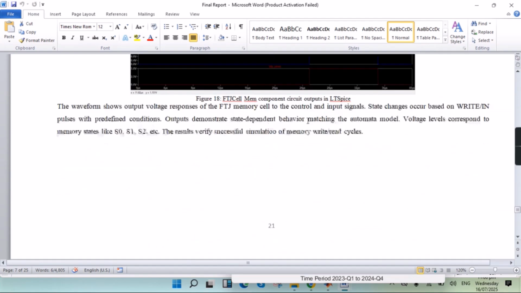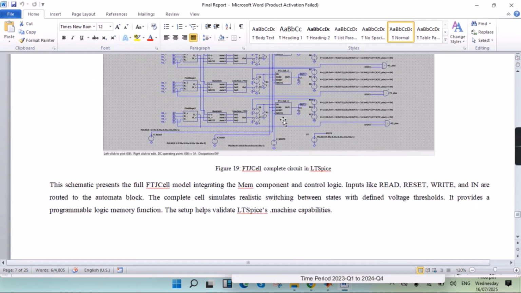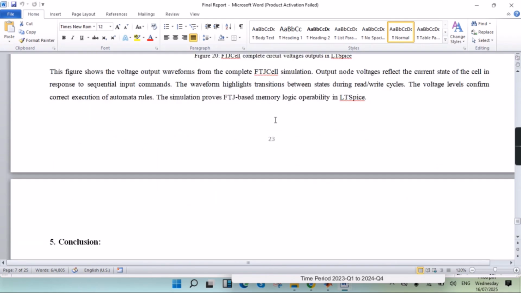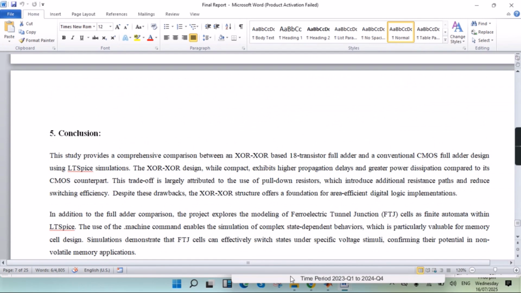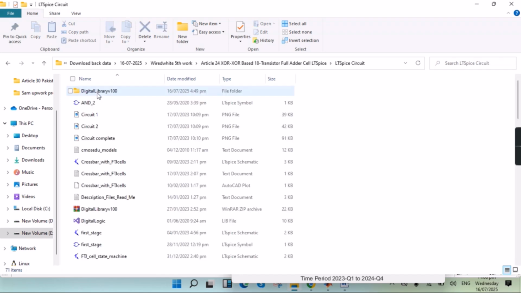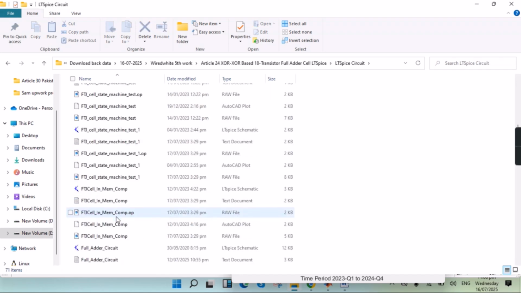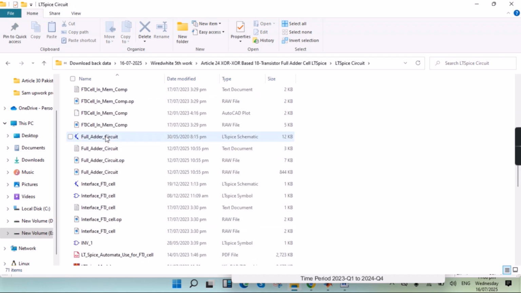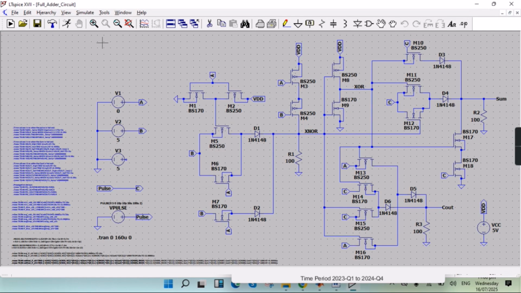Okay, yes, this one also presents the FTG's complete circuit in LTspice, the output results. Okay, conclusion. Let me also show you now the different circuits. First, we need to open this full adder circuit. Let me show you the full adder circuit. Yes, this one.